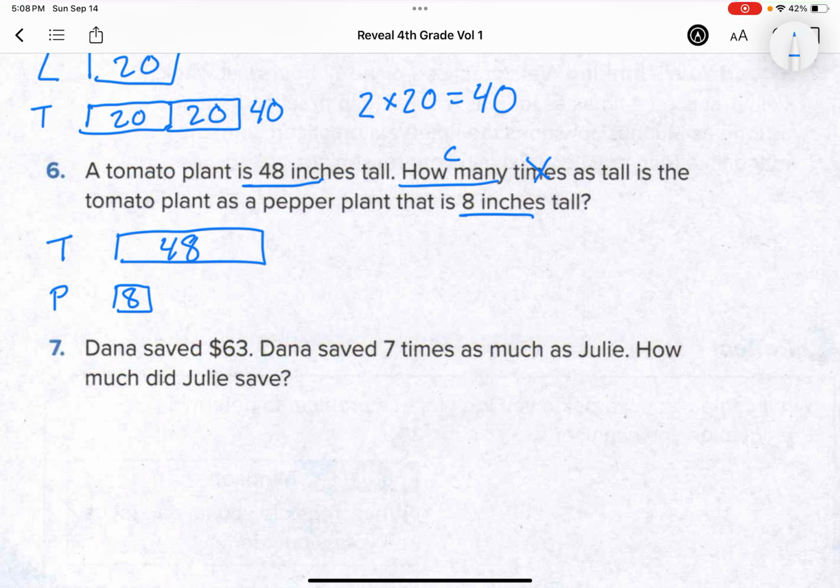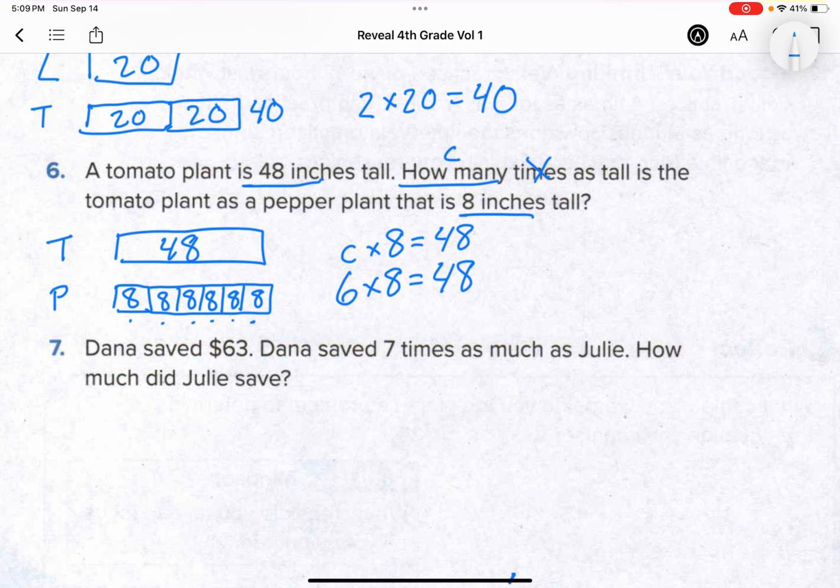And so now we're trying to figure out, well, what would this look like? How many groups of 8 do we need to get to 48? So we would need 8, 16, 24, 32, 40, and then 48. So that's 1, 2, 3, 4, 5, 6. So we would need 6. So how are we writing that equation? Well, we'd have 6 times 8 equals 48. We could have also started with our variable, our mystery number, C times 8 equals 48 as well.